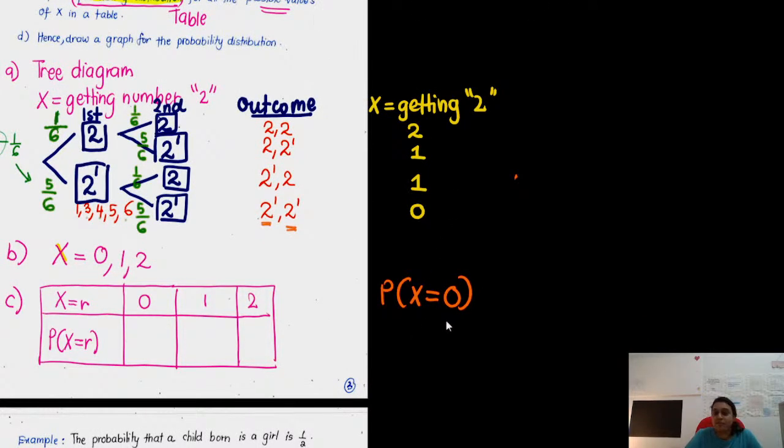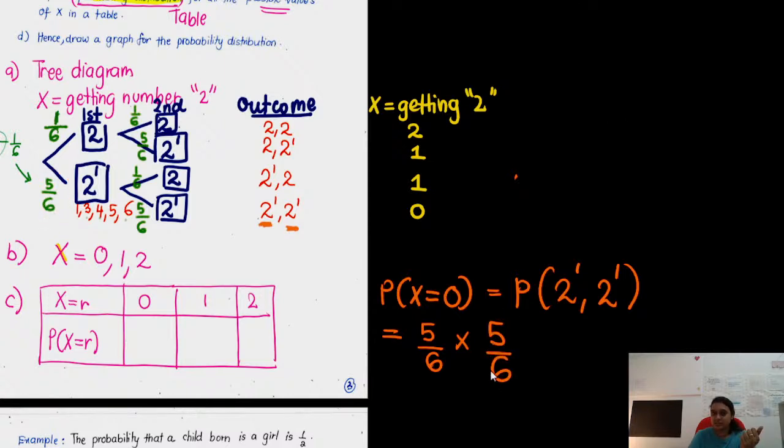P probability for 0. 0 means 2 prime and 2 prime. Okay, what's the probability to get 2 prime? So we see here 5 over 6. So we write 5 over 6 times. Okay, because this one is like this, probability of 2 prime and 2 prime. So 2 prime is 5 over 6. Another 2 prime, 5 over 6 also. So 5 over 6 times 5 over 6. Okay, so here we will get 25 over 6. Sorry, 25 over 36. Okay, 25 over 36.